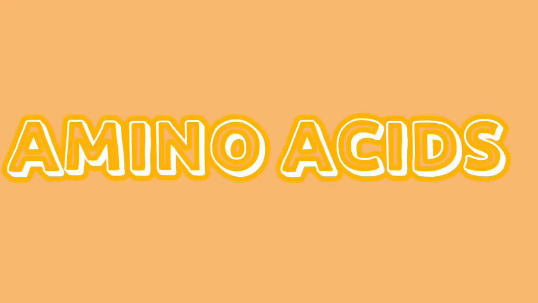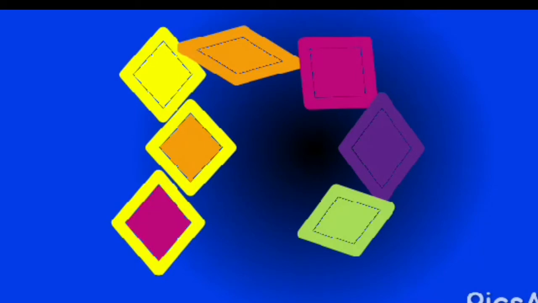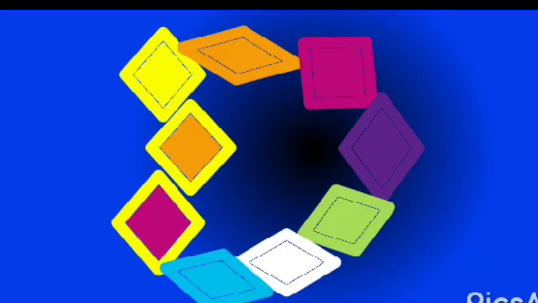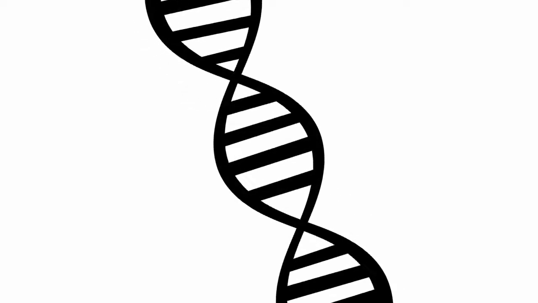Time for another term. Amino acids. Amino acids are the building blocks of proteins. They get attached to each other like Lego blocks in different ways to form proteins. But to form proteins, they must form some specific shapes. This is where the DNA comes into the picture.